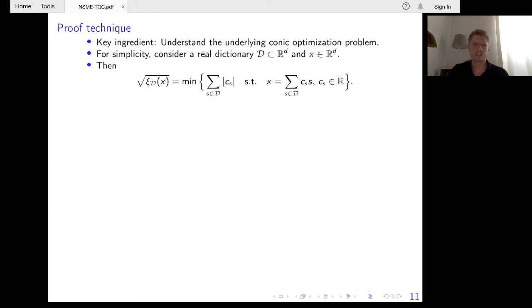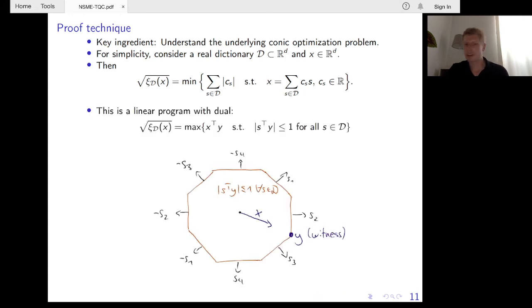So then how is the extent given with respect to this dictionary? Well, here we have the square root because usually we square the absolute values. So it's the minimum over the absolute values of the expansion coefficients when we expand x in our dictionary, and now x is a real vector and D is a real dictionary, so the coefficients c_s here are real. And well, what happens then, maybe you do not see it at first glance, but this is in fact a linear program, so not a second order cone problem, something that is even easier. And this again comes with a dual. How is the dual given? Well, it's like a classical LP.